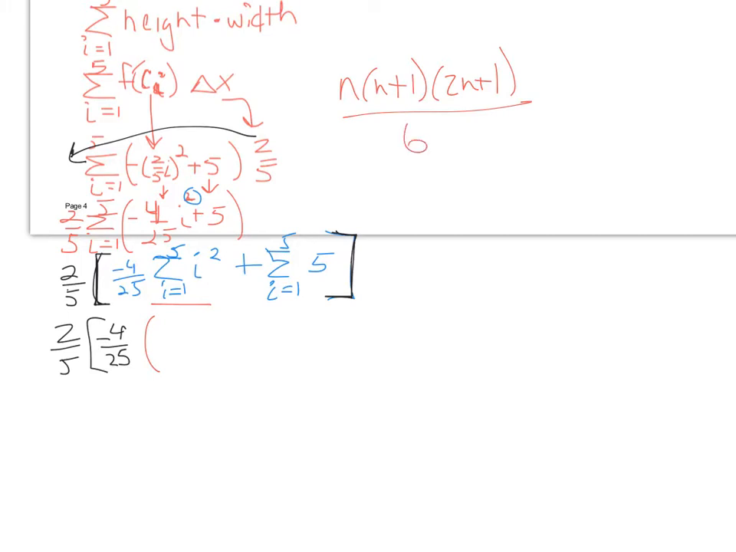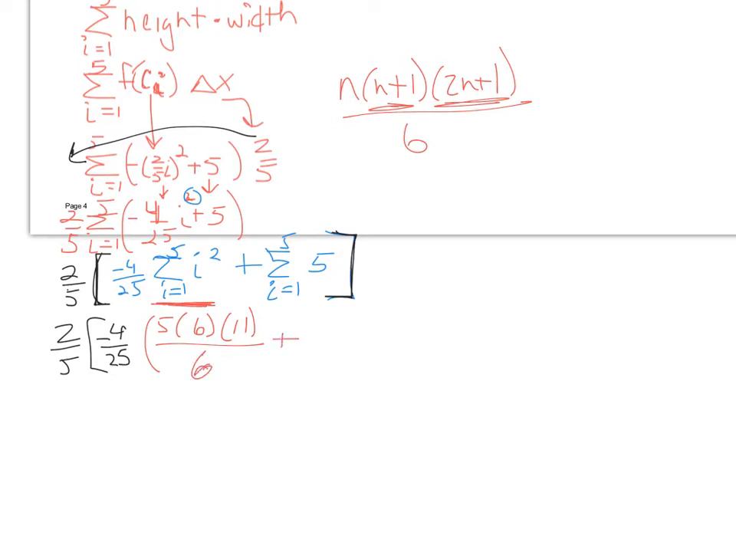And our n is 5, so I'm going to put that 5 in. So 5 is n, and then 5 plus 1, right? N plus 1, I did that just in my head, 5 plus 1. And then 2 times 5 plus 1, well, that's 11, divided by 6. So that's a formula just for this part of that.